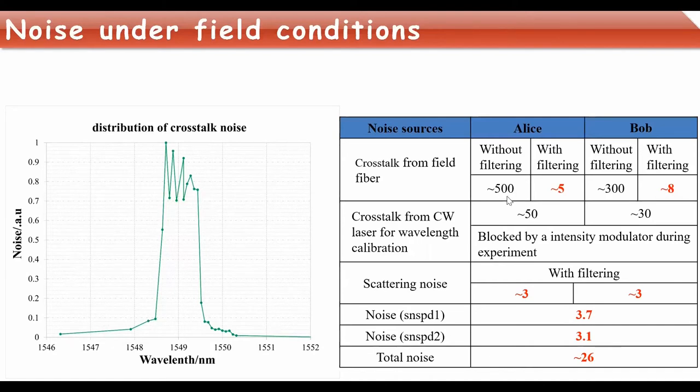But the good thing is our wavelength is about 1550, and fortunately all this communication is at 1540 to 1550, so by just using DWDM you can reduce the noise. There is also some crosstalk because we are doing laser locking and synchronization. For this kind of noise, we use an intensity modulator to block it: when we are doing the QKD, we block the laser frequency dissemination and this wavelength calibration signal. There are also the scattering noise and the single-photon detector's noise.